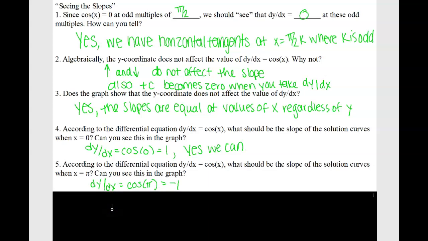According to the differential equation, dy/dx equals cosine x, what should the slope of the solution curves be then when x is pi? So again, you want to find an x value slope, you plug that x value in, you get your answer. In this case, cosine of pi is -1.